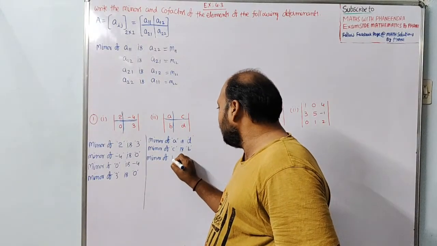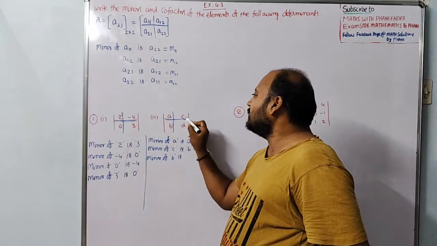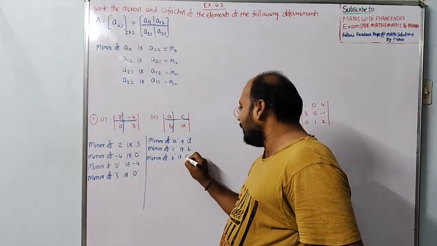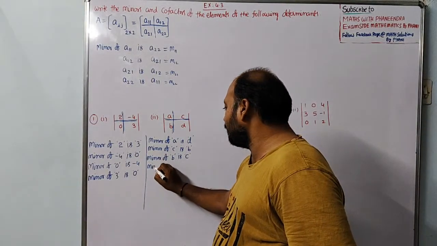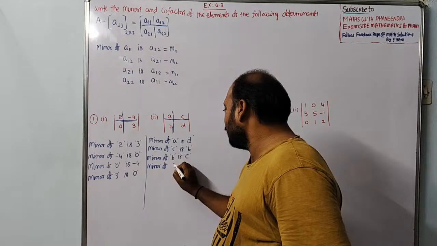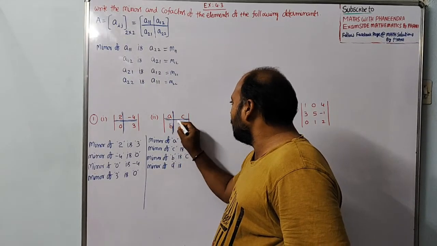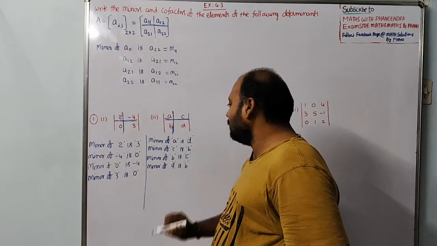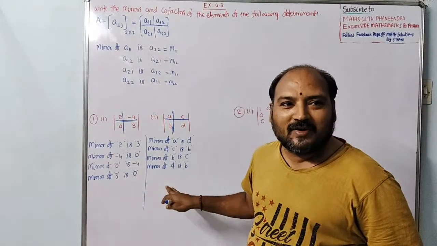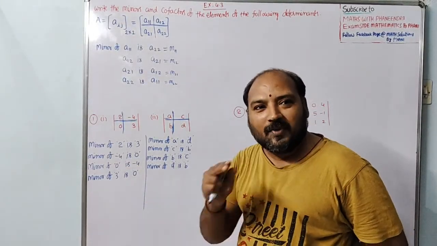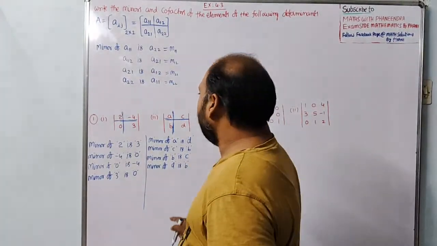So the minor of the element B: we are eliminating this row and this column, C will be remaining. Next, the minor of D: we are eliminating this column and this row, B will be the minor. I hope everyone understands. I wanted to give this as homework, but I did it here. This is the way we can do it. Okay, minor and cofactor.